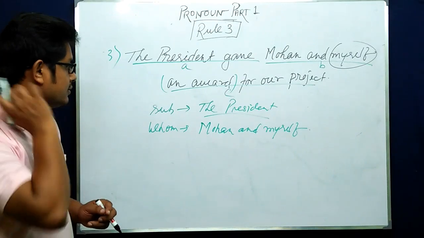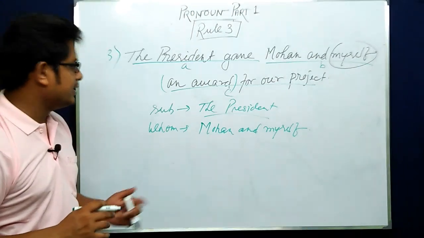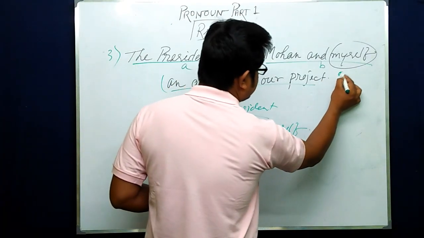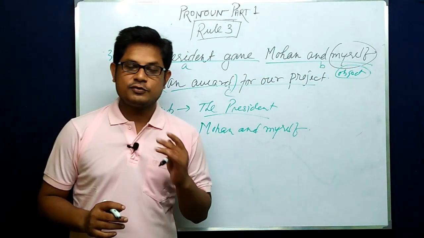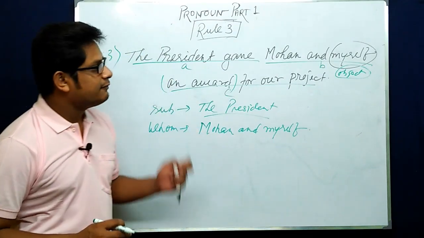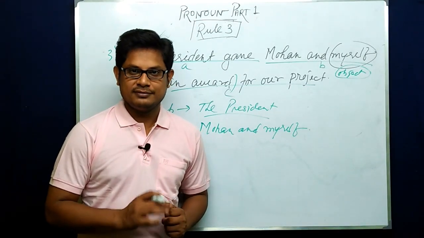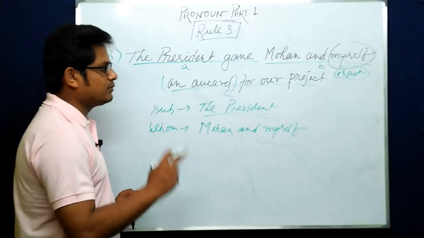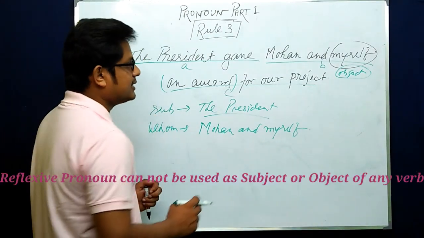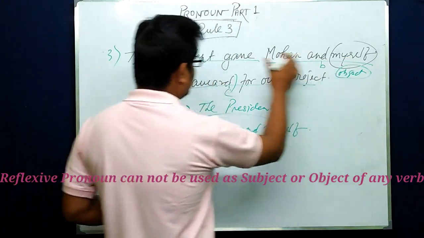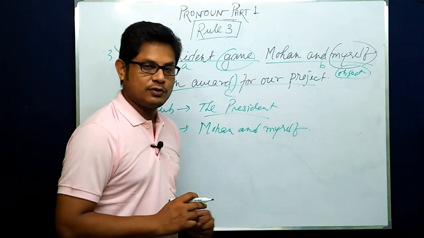Now, what is wrong in it? See, I have used myself in the place of the object, but you have to know the rule. The rule says that a reflexive pronoun cannot be used as subject or object of the verb. Clear? So a reflexive pronoun cannot be used as subject or object of any verb. That means the use of myself as the object of the verb gave is completely wrong in this sentence. I cannot use myself as an object in this sentence.